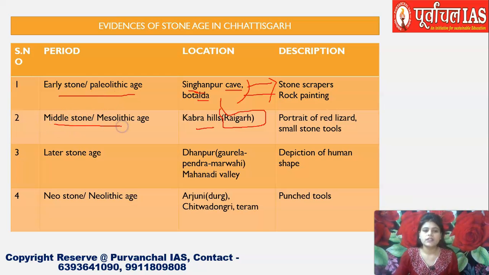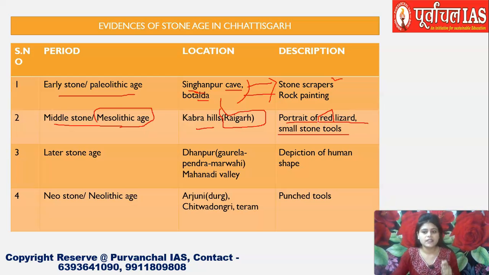Now the Middle Stone Age or Mesolithic; this meso means small. Why do we call it meso? Because during this time we saw that people started using small stone tools. Earlier they used to make tools which were bigger, the weapons were bigger in size, but then gradually when the Mesolithic age came, we came to know through the archaeological sources that during this time small stones started being used, and that is why it is known as Mesolithic. One important thing for you people to remember is that we got the portrait of a red colored lizard in Kabra Hill. Why is this important? Because it shows us that they used red color in their painting.